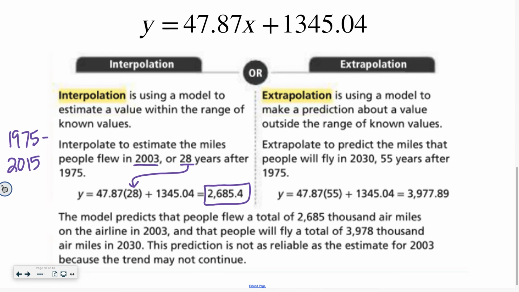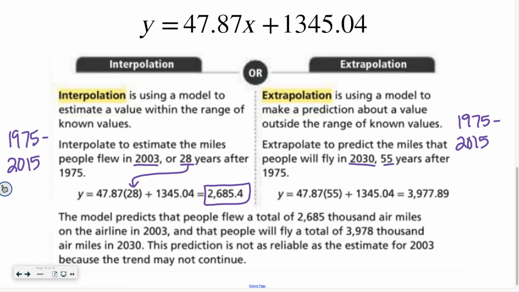Extrapolation is outside of the range of values. So again, we had information from 1975 all the way through 2015, but if I look at the year 2030, that comes after 2015, which was my last known data point. So extrapolation is when you pick something outside of your range of X values and plug it in.